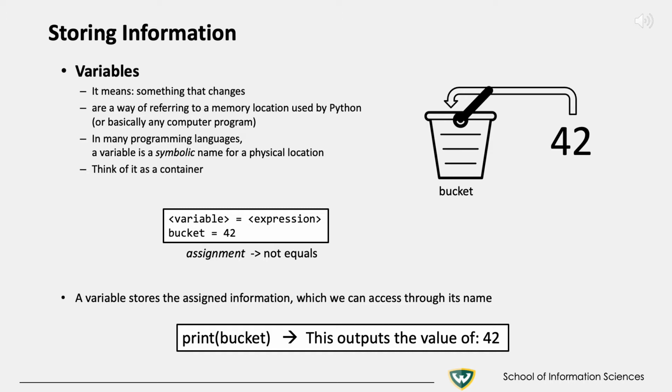So a variable stores that assigned information. Then we can access it later on through its name. So if I want to print out what's inside bucket, I can just say print parentheses bucket parentheses. And this outputs the value of 42. So variables are very important. We can store information inside them. We can assign information to them. We can basically carry them through our code, and when we need them, we can dump them out.